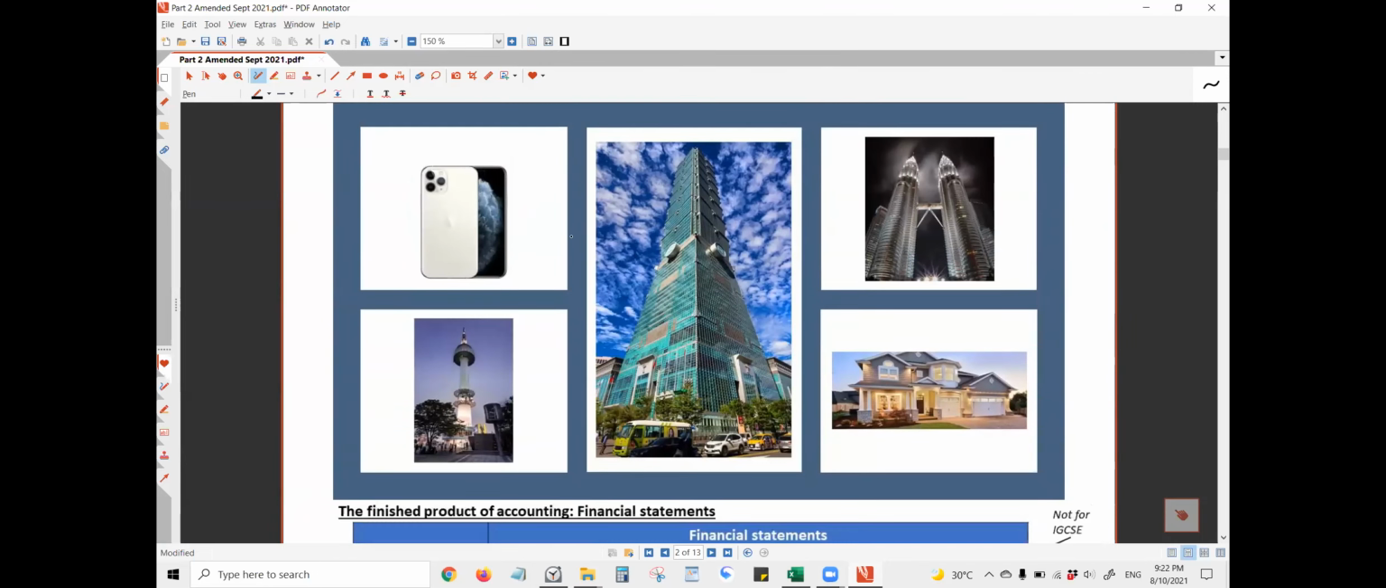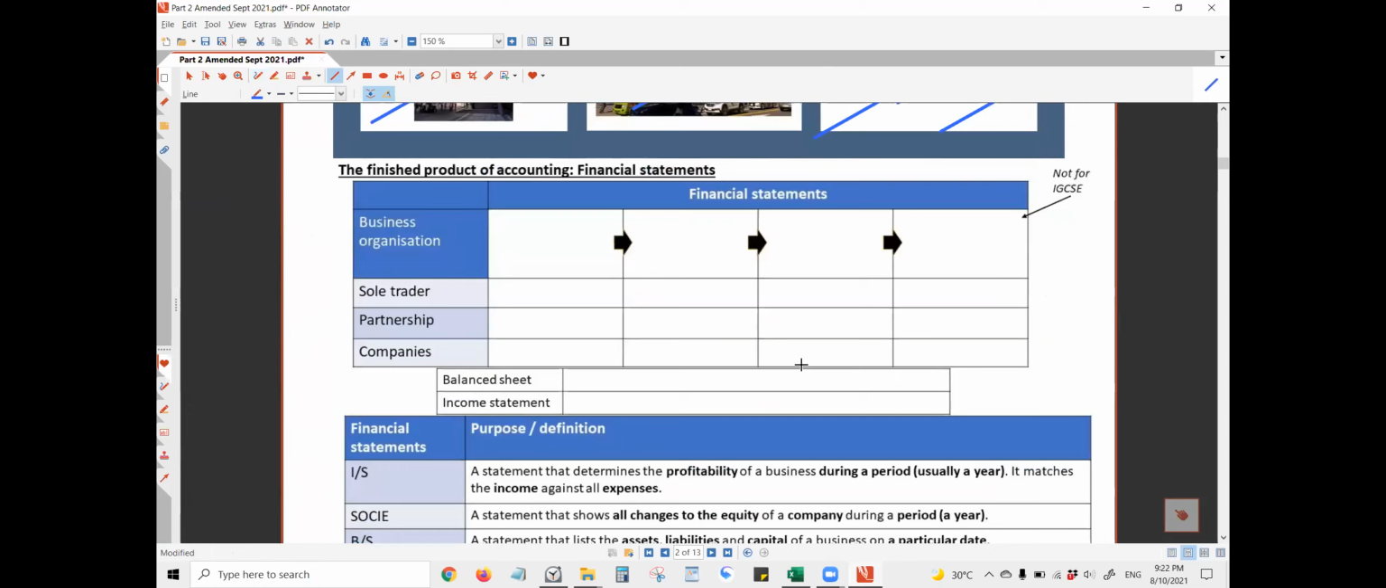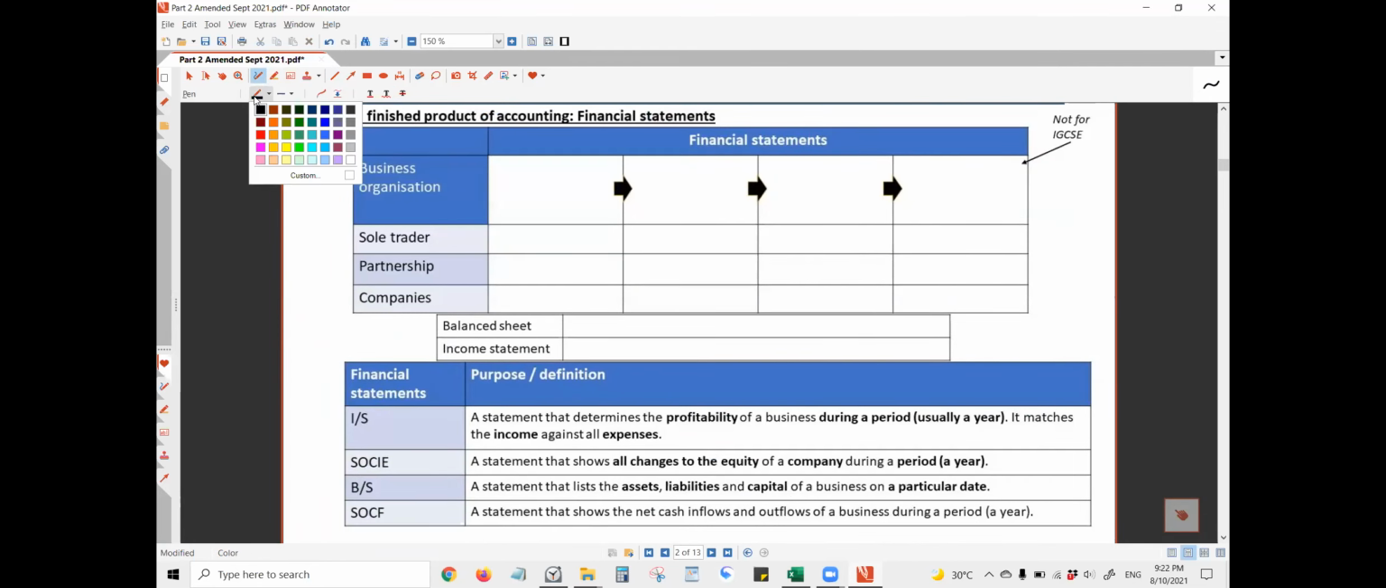Please ignore the pictures that are on top here. Last time I used an analogy to explain to the students using the pictures here. But nowadays I don't think I need this anymore. Please remove it. Now come to here. So you can see here, they are telling you that financial statements are the final products of accounting.